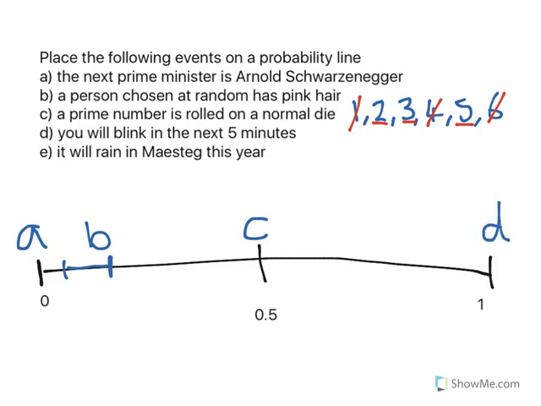And E, it will rain in Maesteg this year. The fact that it already has doesn't affect the probability of it. It might not rain. We might get lucky. Probably going to, though. So we're going to put that up here in the range of very likely. And that's how you would use a number line.